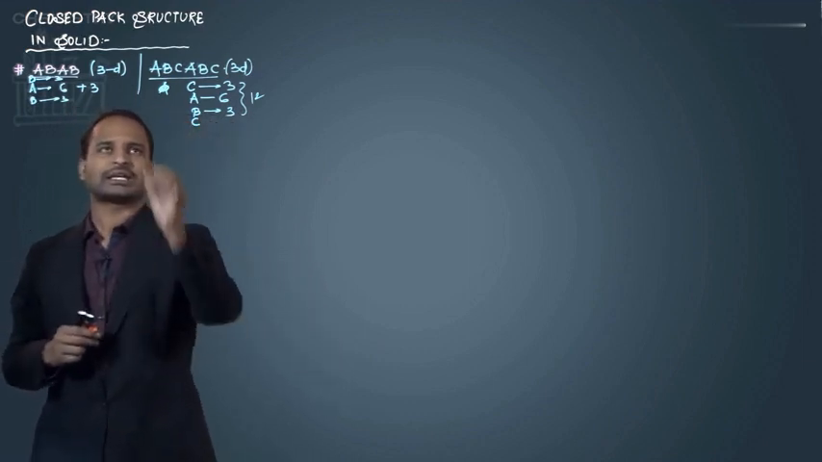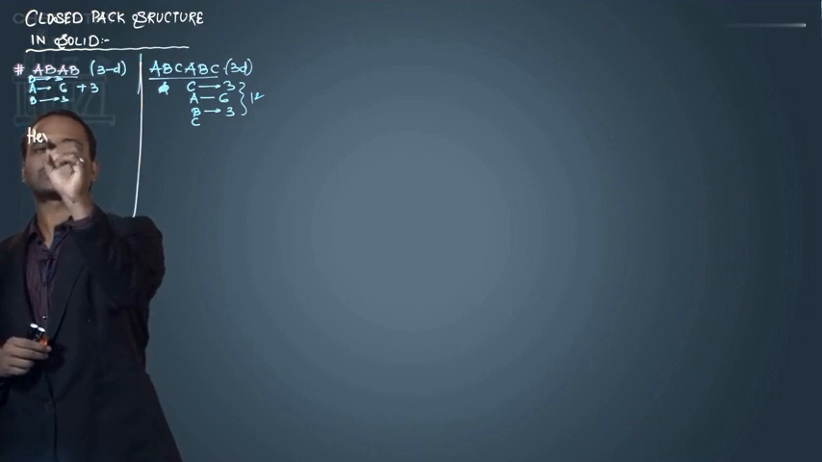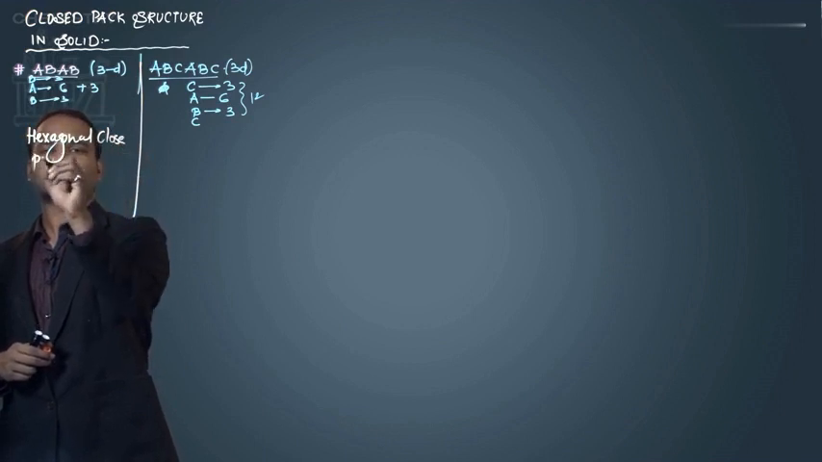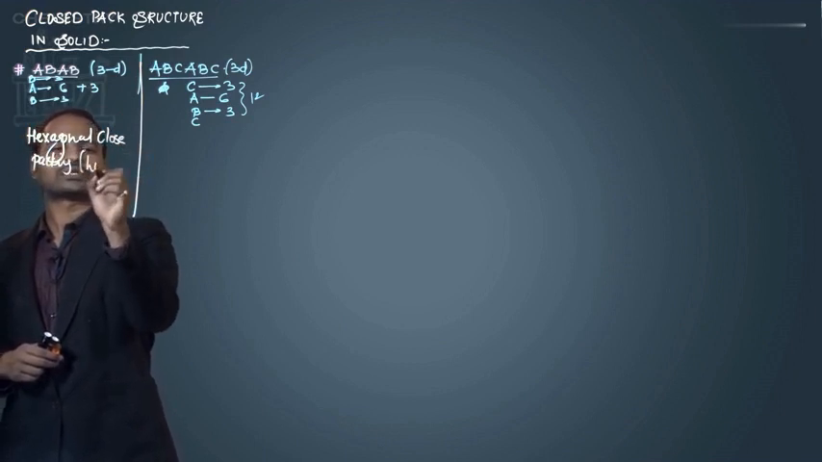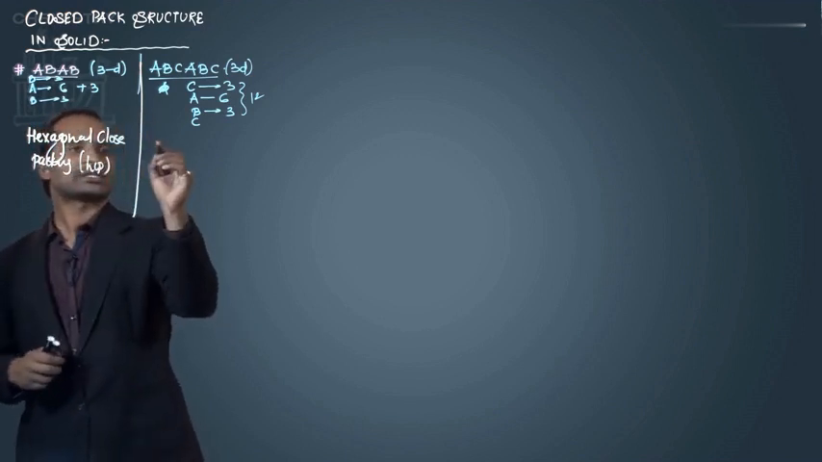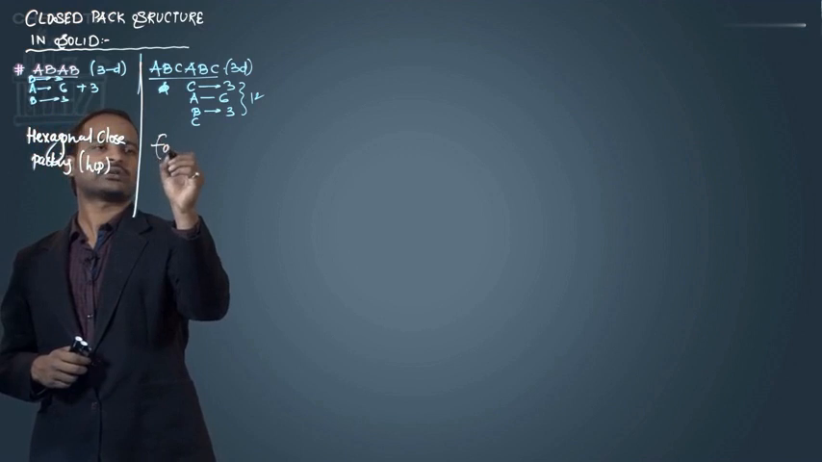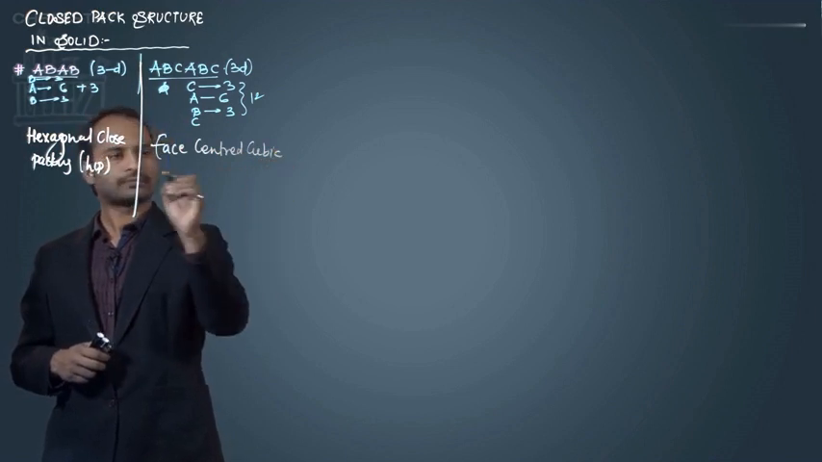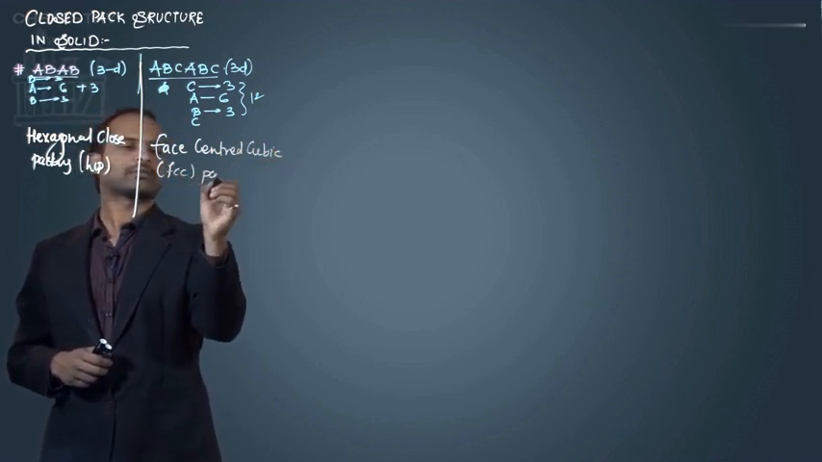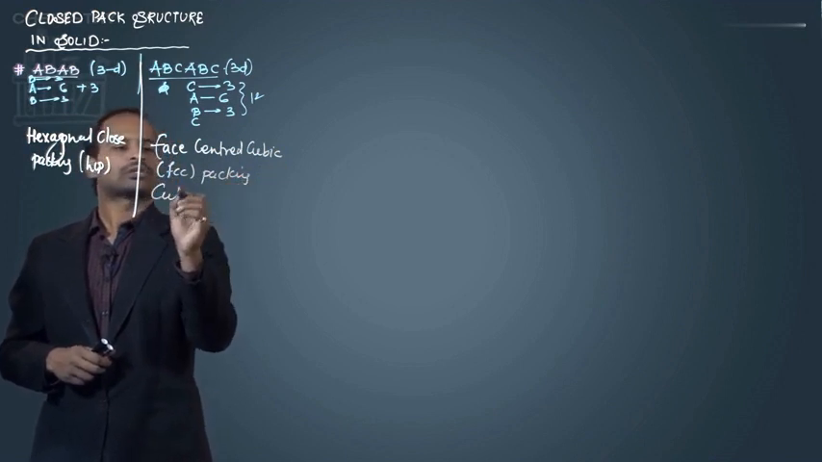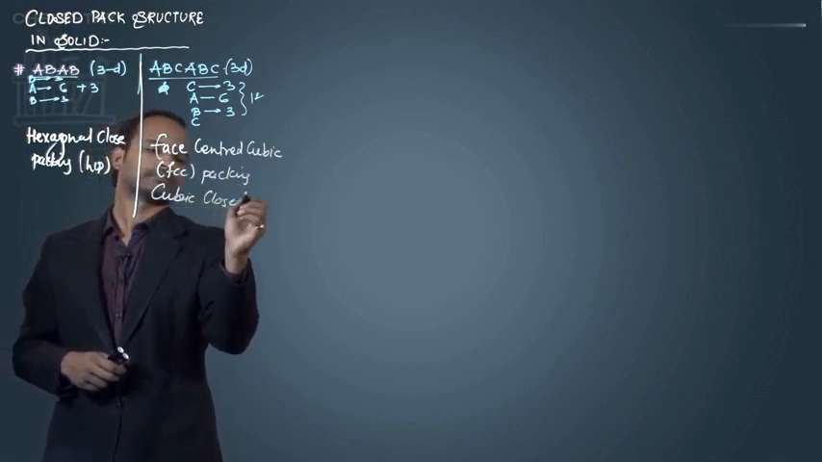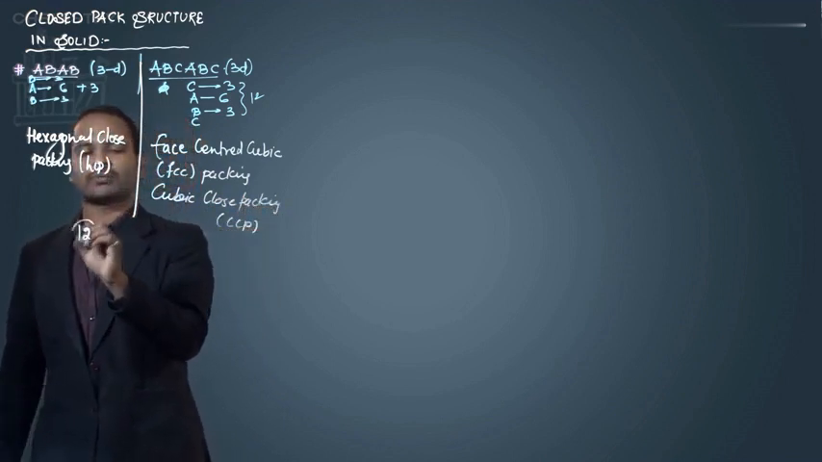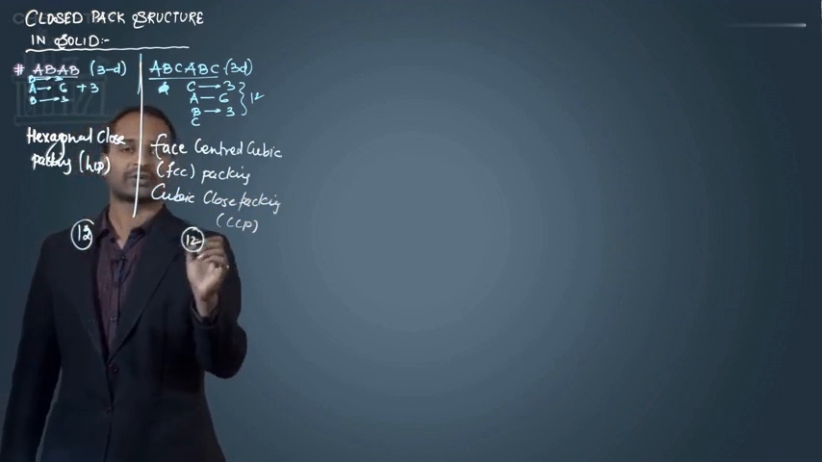AB type packing is also known as hexagonal close packing. It's a three-dimensional hexagonal close packing, that is also known as HCP packing. This is known as face-centered cubic packing, that is FCC packing, or also known as cubic close packing, that is CCP. The coordination number of a sphere in both is 12.